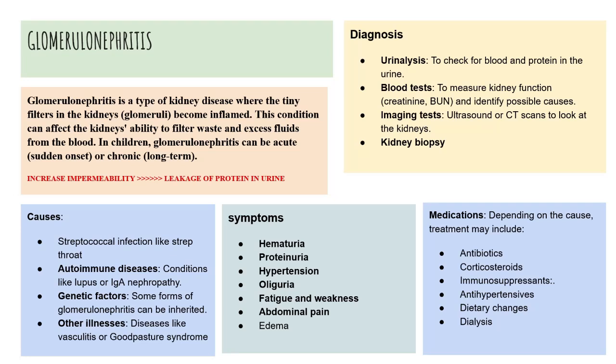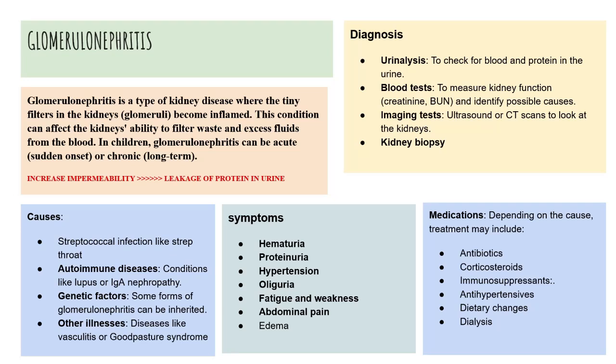So kidneys become more leaky because their permeability will increase. What is permeability? It's the ability to filter the urine, so it will increase, and which leads to leakage of the protein in urine. Usually you will not see protein in the urine, but in this case, because the permeability is increasing, it is leaking, leading to leakage of protein in urine.